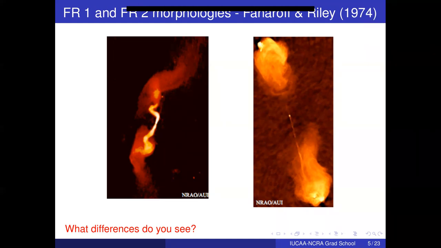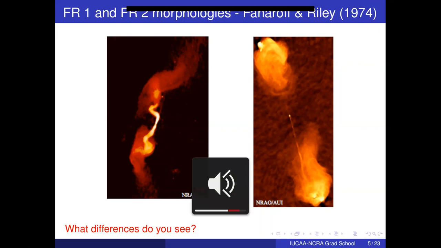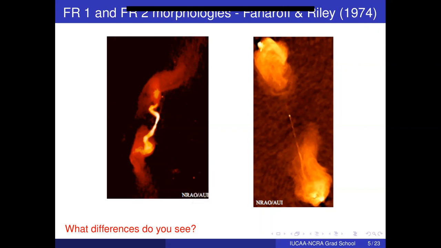Hello, sir. In the first image, the jets are bent in shape, while in the second image, the jet is more like straight. And also in the first image, jets are much thicker, if these are the same scale of images. And in the second image, jets are much narrower.